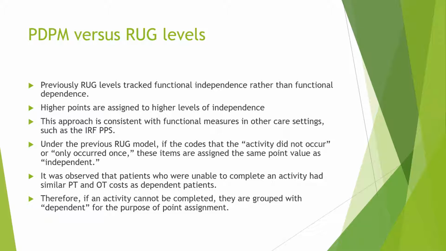So kind of like what I just said, under the previous RUG models and how they were assessed, if you weren't able to see a patient do something, that doesn't necessarily mean that they were independent, because if you were able to have them do it, then you would have been able to accurately assess it. But if for some reason they weren't able to, then more than likely they're dependent for at least some portion of that assessment. So they are grouped into the dependent phase for the purpose of point assignment, and we'll see what that looks like next.